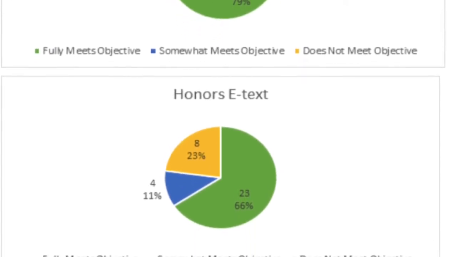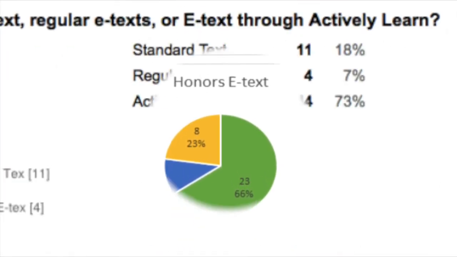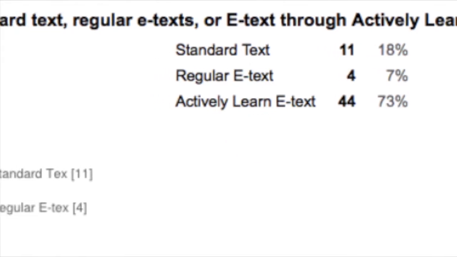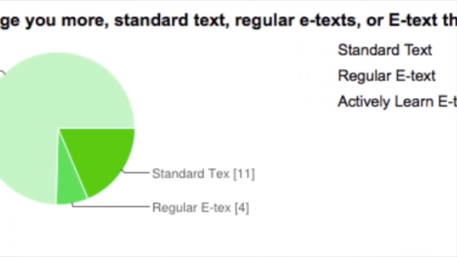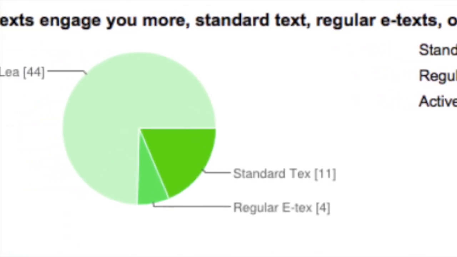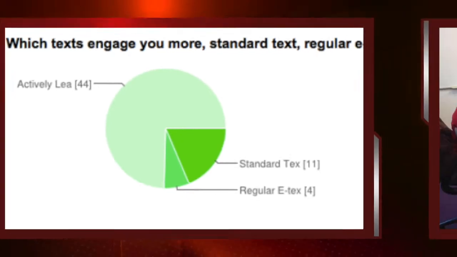According to the outcomes of the Google Forms surveys, 73% of students report being more engaged in close reading with the deep understanding and extended knowledge through the e-text in Actively Learn, compared to standard text and regular e-text.